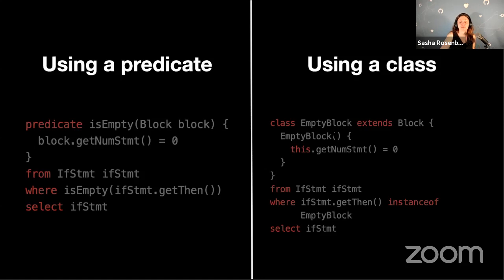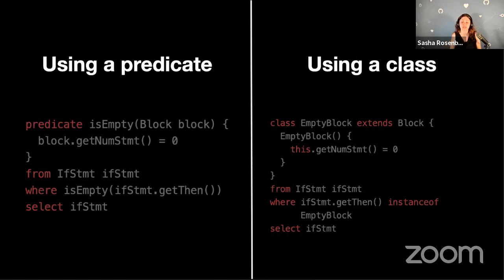And then this empty block is defined by, and it kind of looks like a constructor, but this is basically a statement about which blocks satisfy the empty block, right? And then I'm saying this get number of statements equals 0. So essentially, I can then run this class inside my query, and then I'm going to say if statement get then is an instance of empty block.